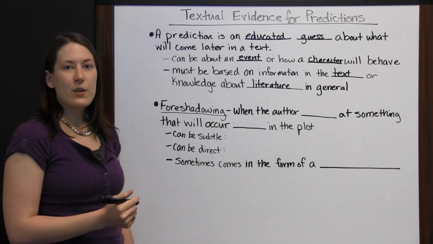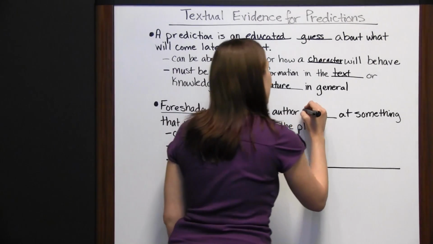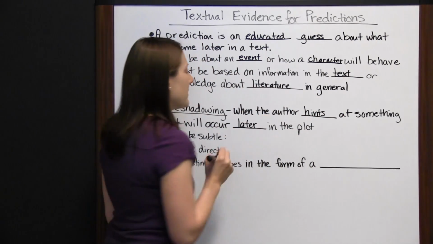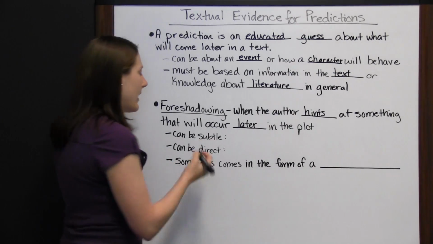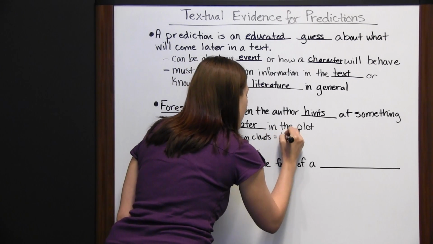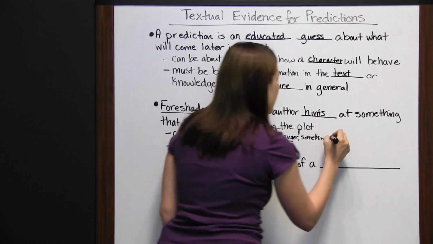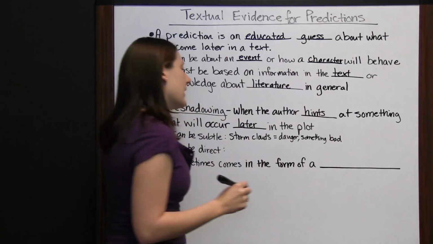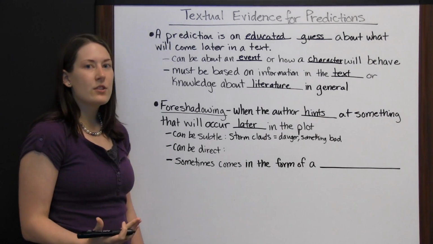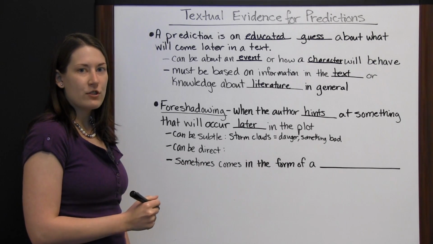Now, one specific way that you might find textual support for prediction is with foreshadowing. Foreshadowing is when the author hints at something that will occur later in the plot. Sometimes it's subtle. Sometimes the author doesn't say exactly what will happen. It may mention storm clouds on the horizon, and the storm clouds could equal danger or something bad happening. So if you have a character who is going through a tough time and then they see storm clouds on the horizon, or someone mentions a storm might be coming, then that may be the author's way of hinting that something bad is coming or danger is approaching.